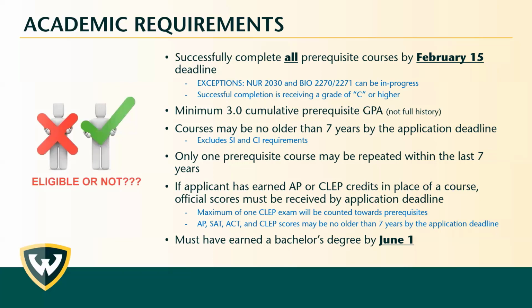If you've earned AP or CLEP credits in place of a course, those official scores must be received by the application deadline to Wayne State University's Office of Transfer Credit. You can use a maximum of 1 CLEP exam toward your prerequisites. Your AP, SAT, ACT, and CLEP scores can be no older than 7 years by the application deadline. It's just as if it was a course.